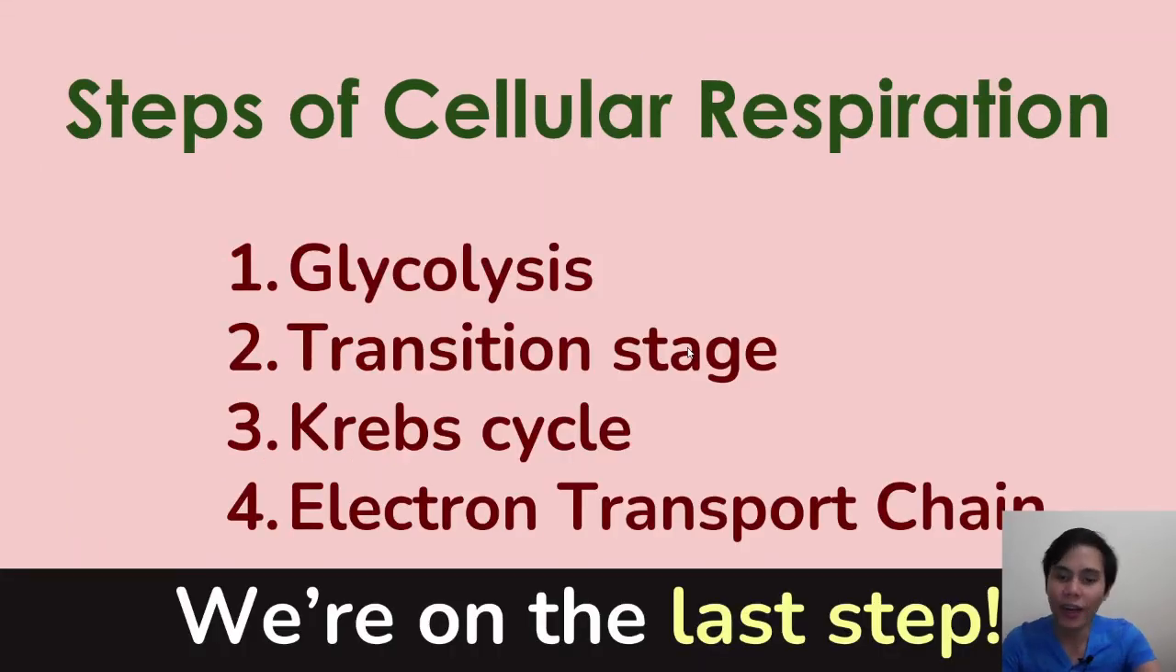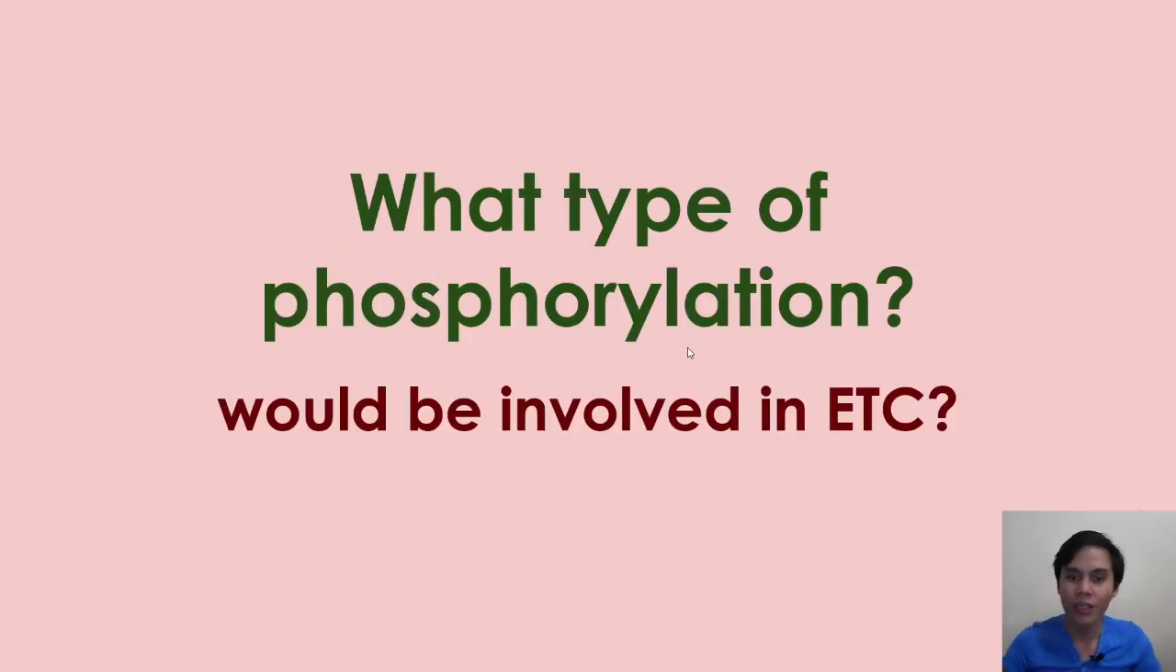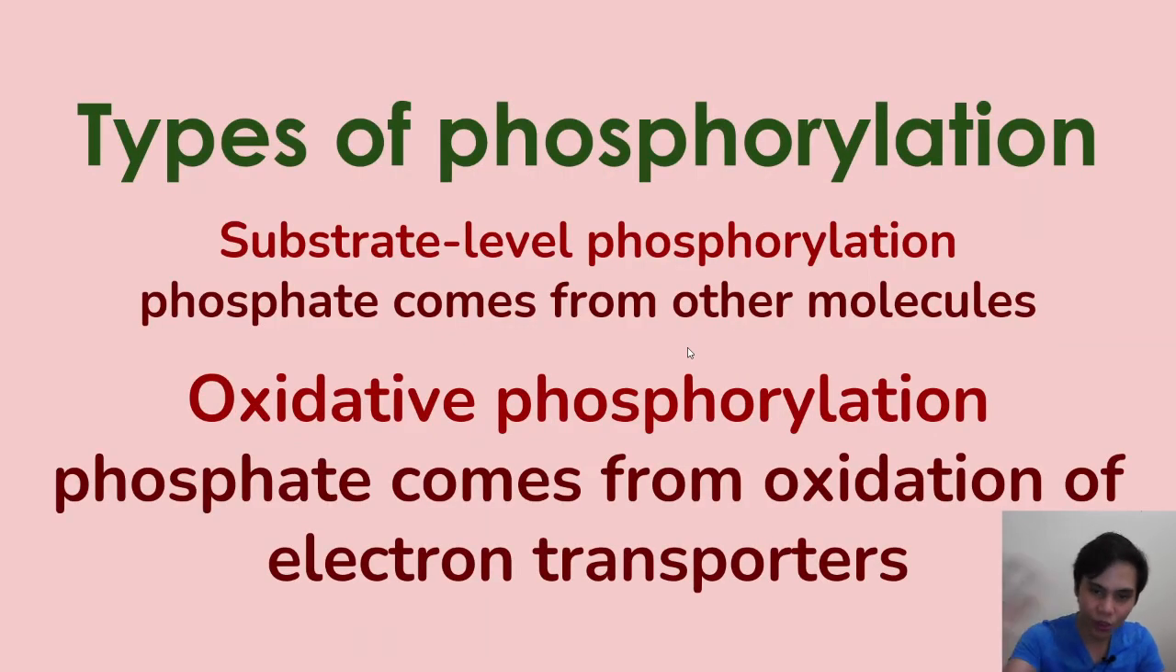Now we move on to our final stage in cellular respiration, the electron transport chain of your mitochondrion. So what happens here is ATP synthesis on the mitochondrial cristae. So again, your inner membrane of your mitochondrion. So this type of phosphorylation, or making ATP, is your oxidative phosphorylation, because again, we have your electron transporters and we're making them lose electrons. So we're oxidizing them. So your oxidized electron transporters fuel oxidative phosphorylation.